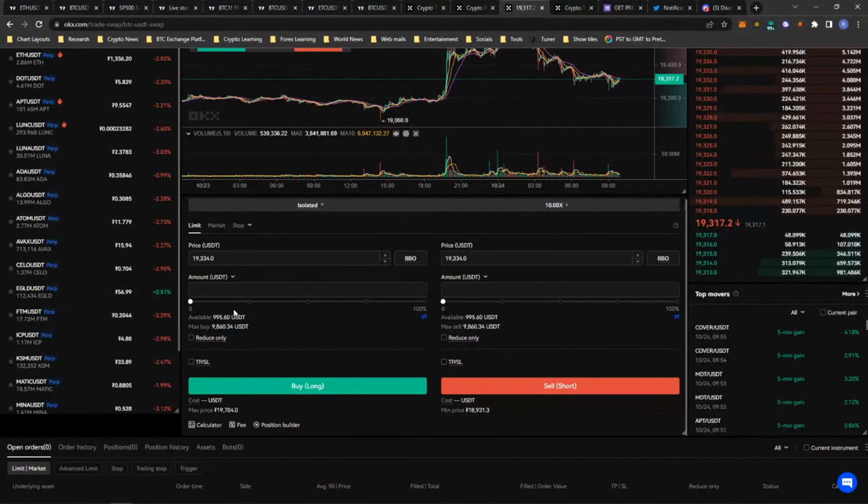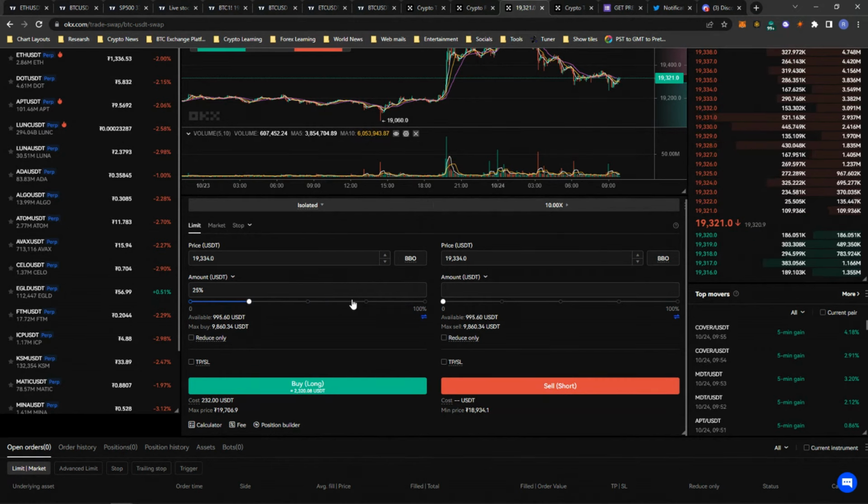Also, I can use the slider bar to decide how much money I want to be putting in. If I want to be taking 25% of my entire portfolio, the $1,000 that I've got available here, or I want to trade with the entire $1,000, which means I'm going to be taking a $10,000 position because of the 10x leverage that I've got.